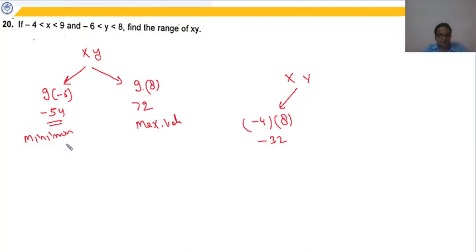I hope this is clear. You just find the range and get the values. Clear to everyone in the class? Yes?